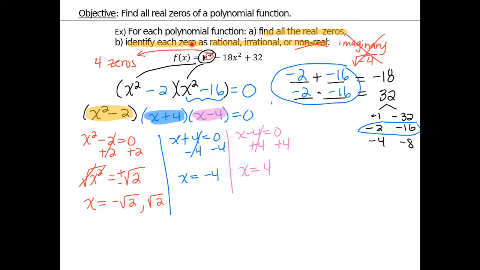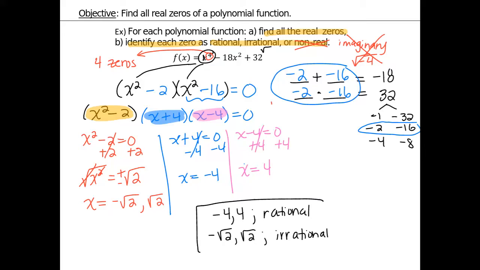The next thing I need to do is identify each one as rational or irrational. So the irrational zeros are the square roots, and the rational is basically everything else. So for my final answer, I need to say that negative 4 and positive 4 are both rational zeros. And then my negative root 2 and the positive root 2, those are called irrational. And that's my final answer.